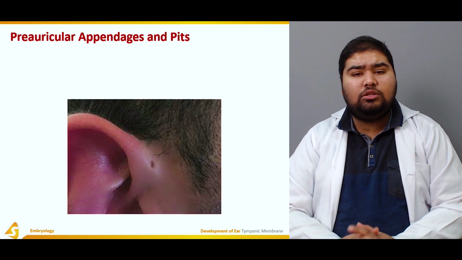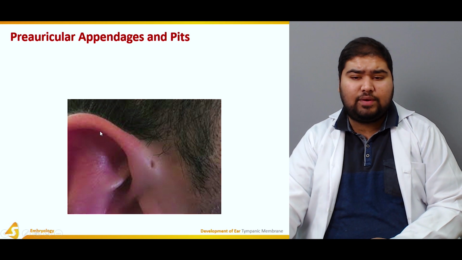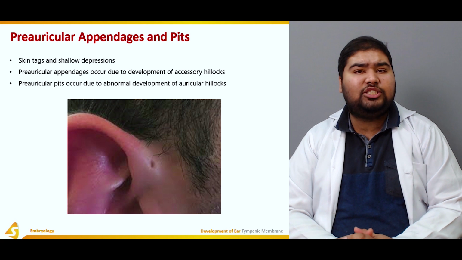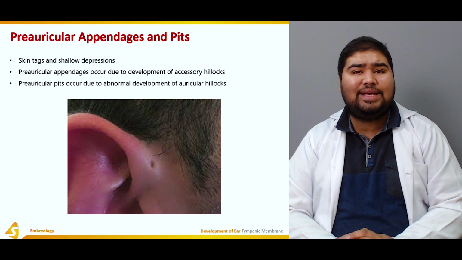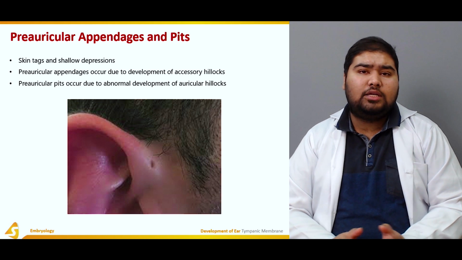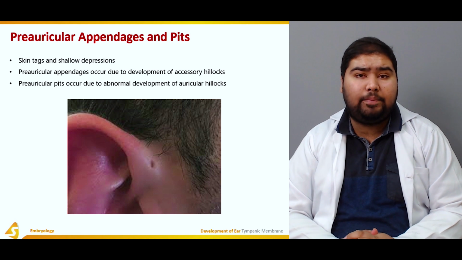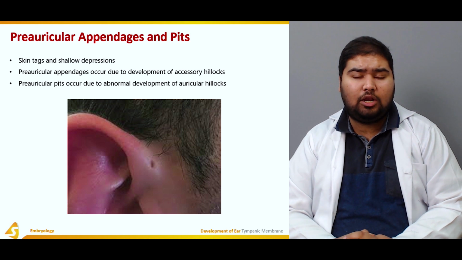So we can also have preauricular appendages and pits. In the figure you can see this is a preauricular pit. So let's see what that is. These are skin tags and shallow depressions. The preauricular appendage occurs due to development of an accessory hillock. So if there's an accessory hillock, we can have a preauricular appendage. Now, preauricular pits occur due to abnormal development of the auricular hillocks.